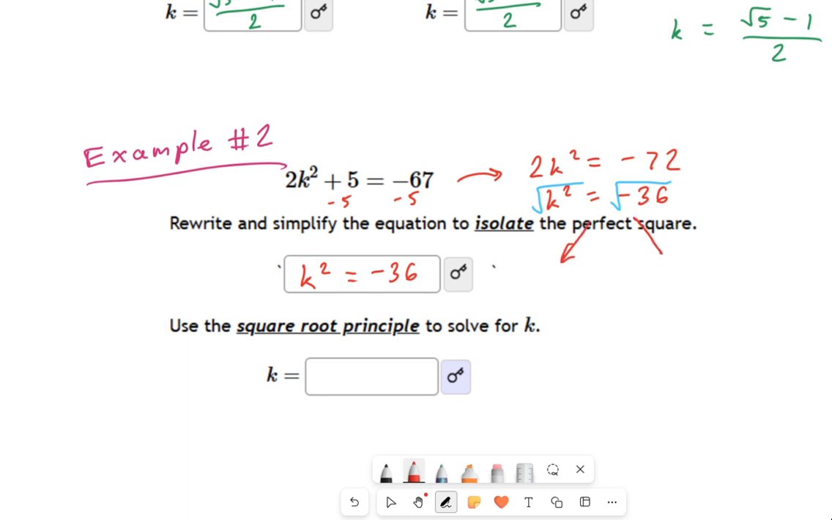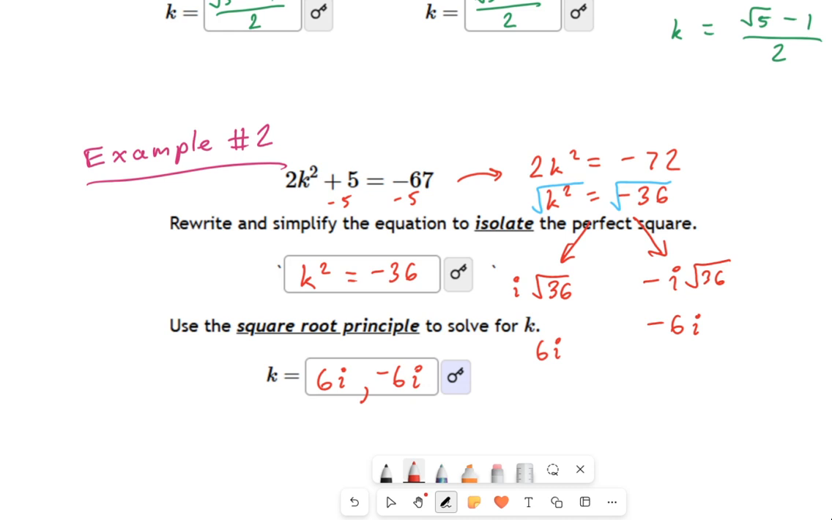It's going to give you two equations. One of them is going to be the square root of i times 36, which makes 6i. The other is going to be negative i times square root of 36, which means negative 6i. So those are your two answers, and you would write them in this way: 6i, comma, negative 6i.